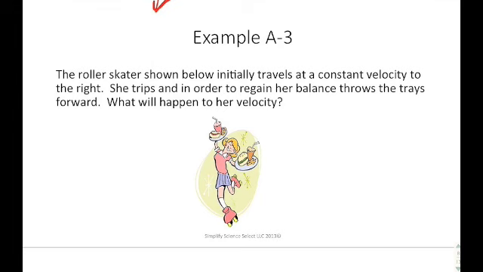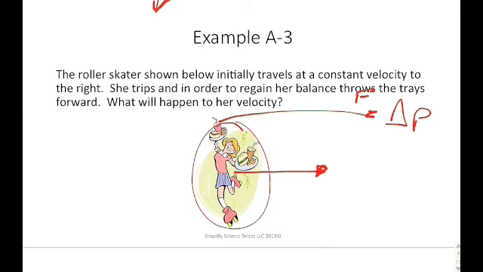This one says the roller skater shown below is initially traveling at constant velocity to the right. So she's traveling this way. She trips, and in order to regain her balance, she throws her trays forward. So the trays are thrown this way. They're going to have some sort of change in momentum. There you're applying a force, and the mass is going to move in this direction. As a result, you want to know what will happen to her velocity.